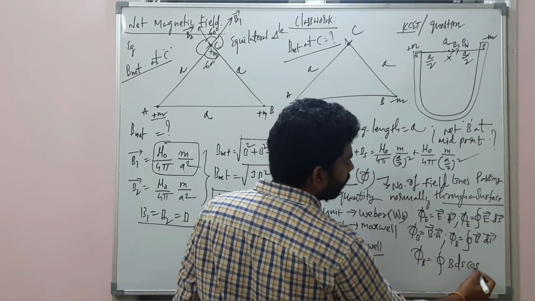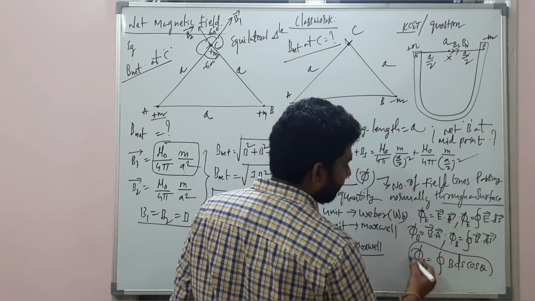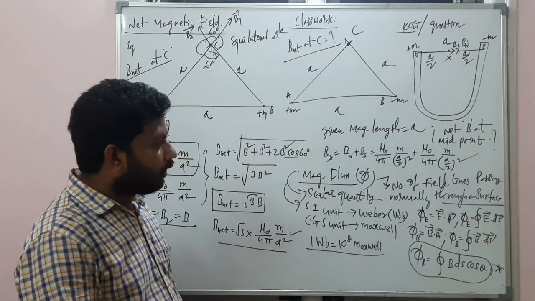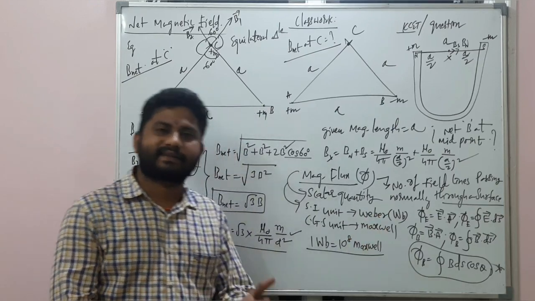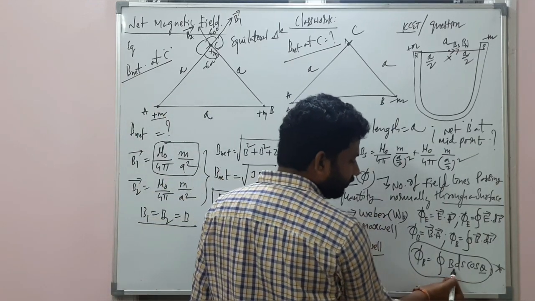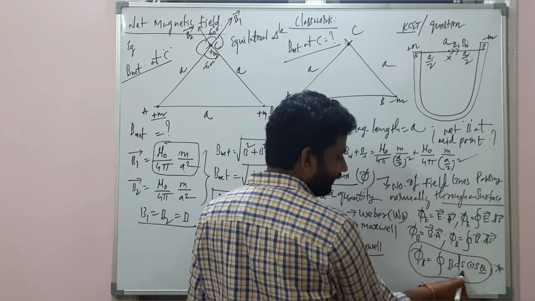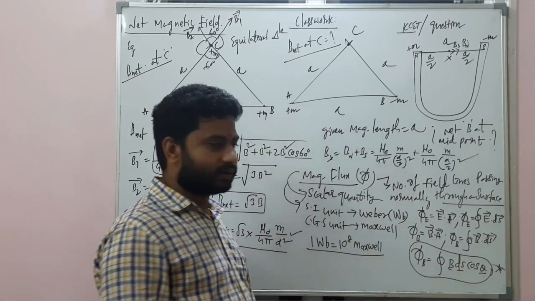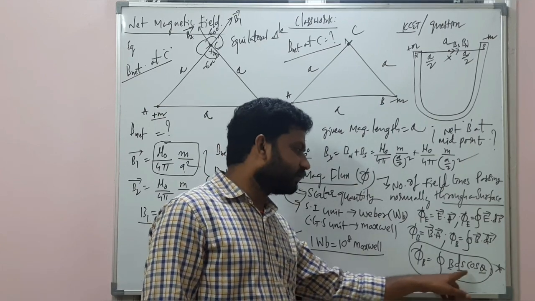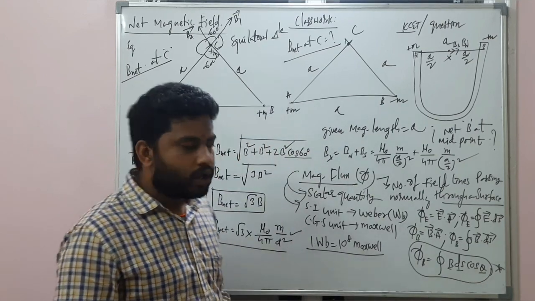That is, B ds cos theta. This is the formula for magnetic flux, and this theta is the angle between these two vectors. B is a vector and ds bar is also a vector, the area vector. So this is the area vector and this is the magnetic field. The angle between these two will be this theta. Understand?